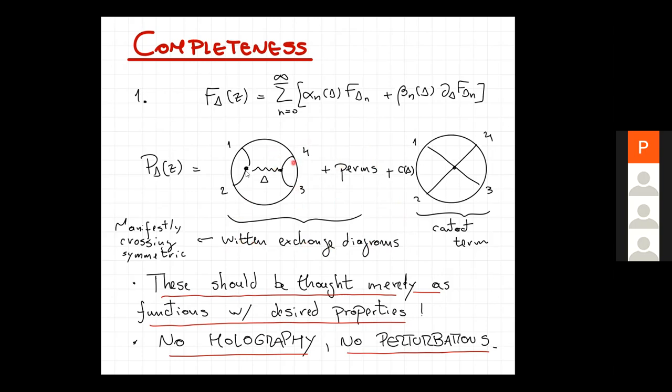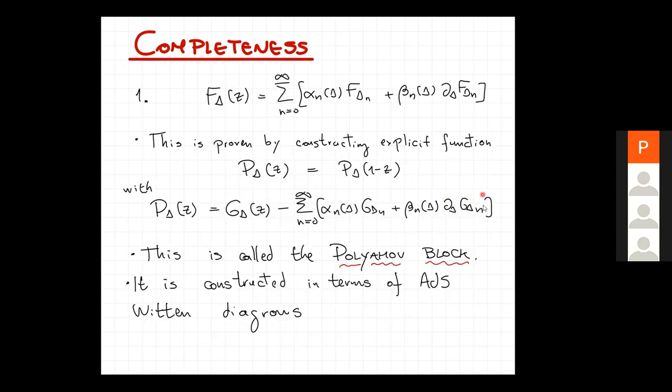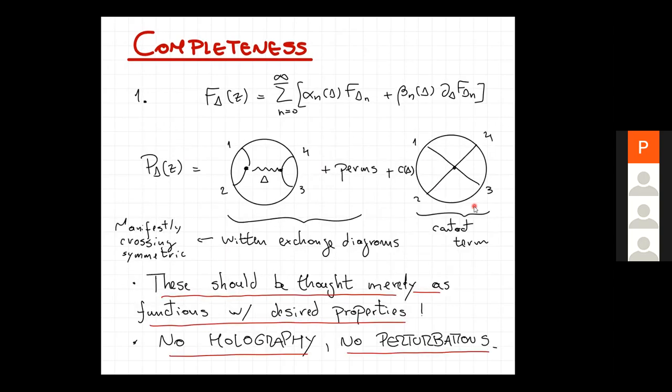This sum is manifestly crossing symmetric, because you have to sum diagrams like this plus permutations in the crossing. Possibly there could also be some contact terms, and it's possible to fix the coefficients of these contact terms. And so you can just compute this function. It's just some integrals. You compute them, and you look at what the function is, and this function indeed admits a conformal block decomposition of this form. And it's crossing symmetric. So this establishes that this equation is true.